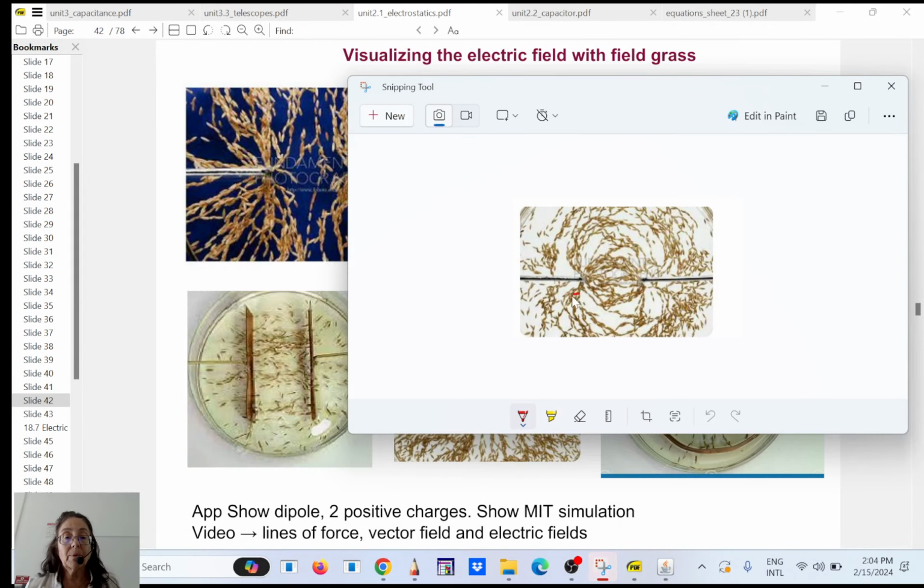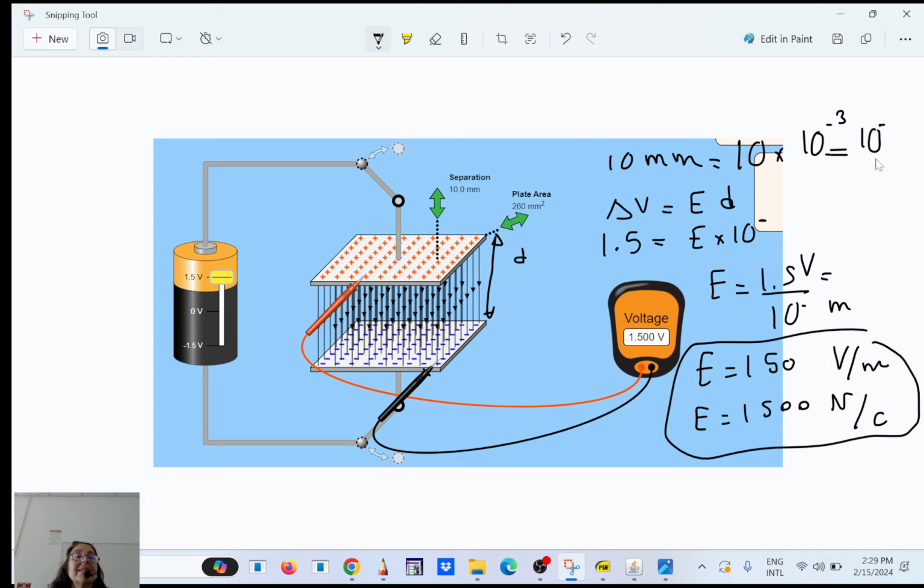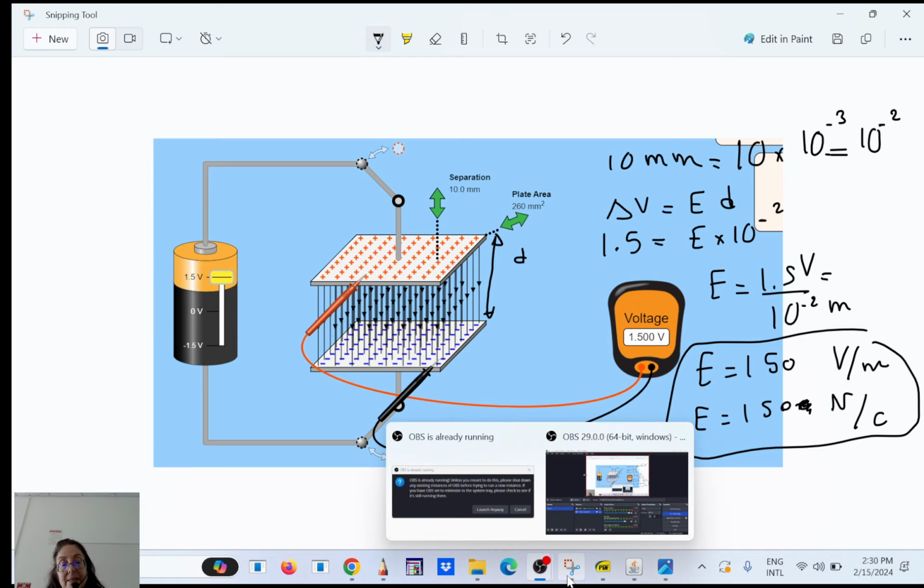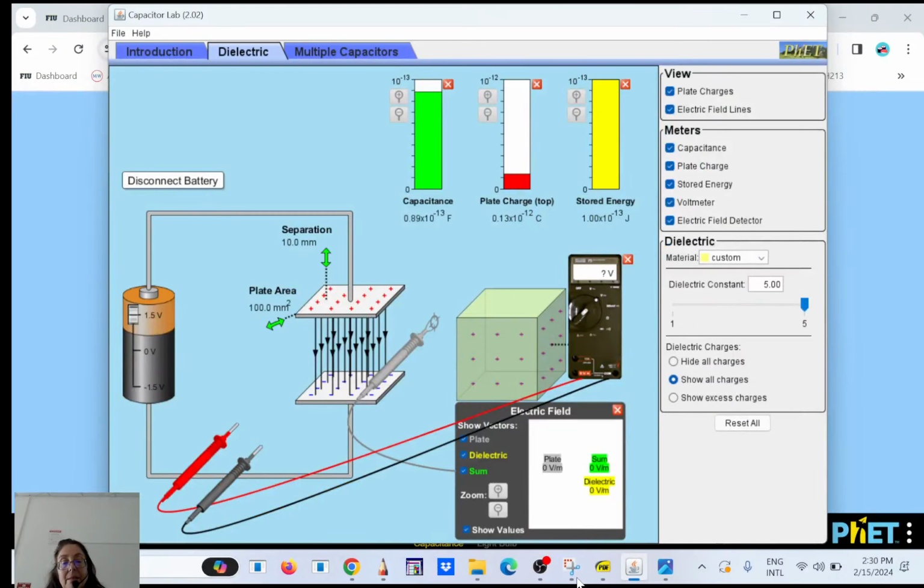Do it with your calculator. 10 divided by 1000, or 10 times 10 to the negative 3. That will be 10 to the negative 2. So the answer is E equals 150 Newton per Coulomb. Yes? Are you with me? Do you see the mistake? It was not 1 millimeter, it was 10 millimeter. So 10 times 10 to negative 3 is 10 to negative 2. Yes? Okay. We are all tired, but we can do it.